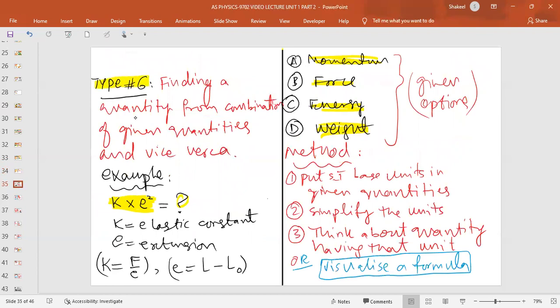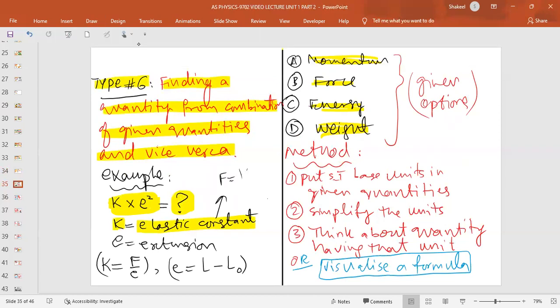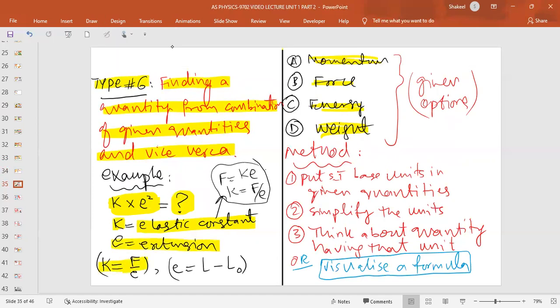Okay, now we have to move to type 6, which is finding a quantity from a combination of given quantities and vice versa. So let's say you'll be given a combination of quantities, let's say K into E square, and you have to find which quantity this K into E square is equal to. Where K is the elastic constant, like in Hooke's law, you know that F equals KE, and from here, K equals F over E. E is the extension, so E is L minus L naught.